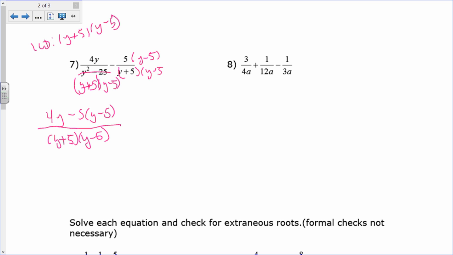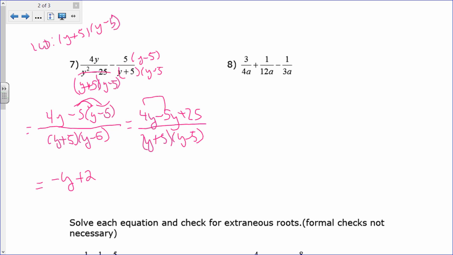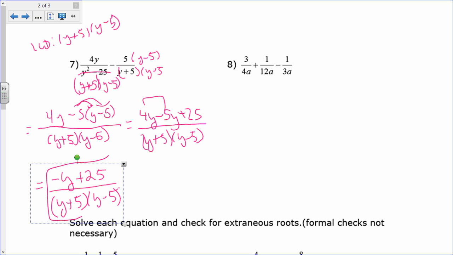It's very tempting to just cross out those y minus 5's, but you have to distribute first. So it's 4y minus 5y plus 25 all over y plus 5, y minus 5. So I'm going to combine like terms, because those two are like terms, and I will get negative y plus 25 over y plus 5, y minus 5. And that is my final answer. There's nothing more I can do with that one.